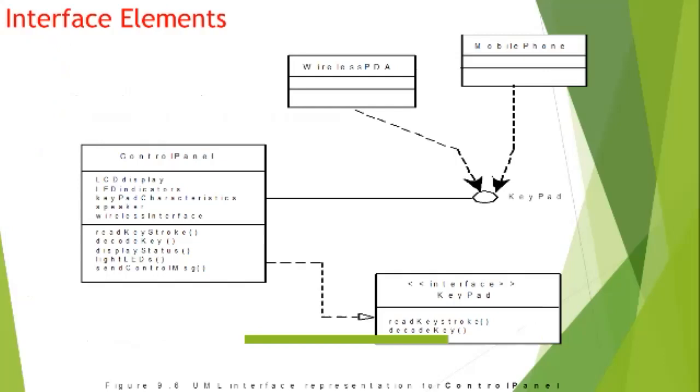Here is the interface element diagram. The UML interface representation for the control panel. In the control panel, there is LCD display, LED indicators, keypad characteristics, speakers, wireless interfaces, and read keystroke, decode key, display status, light LEDs. These are connected by wireless PDA, mobile phones, interface keypad, read keystroke, decode key.